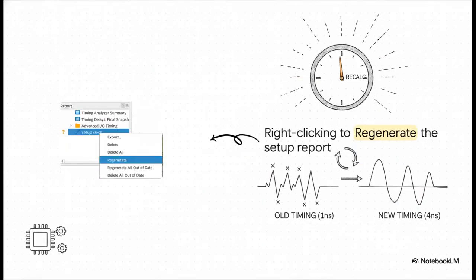Once that SDC file is saved, our previous timing report is officially out of date. The software is still stuck showing us the old 1 nanosecond failures. So we simply right-click the setup clock report in the interface and hit Regenerate. This completely forces the timing analyzer to instantly recalculate all the slack values based on our new 4 nanosecond boundary.